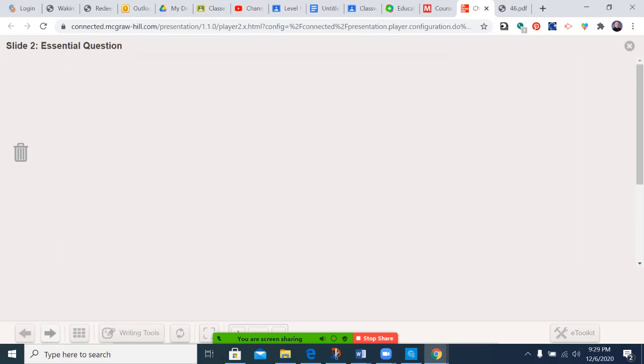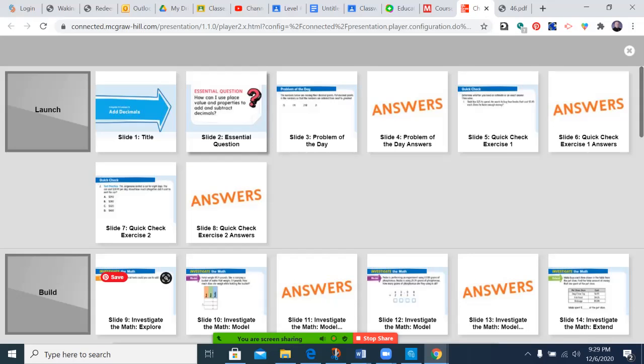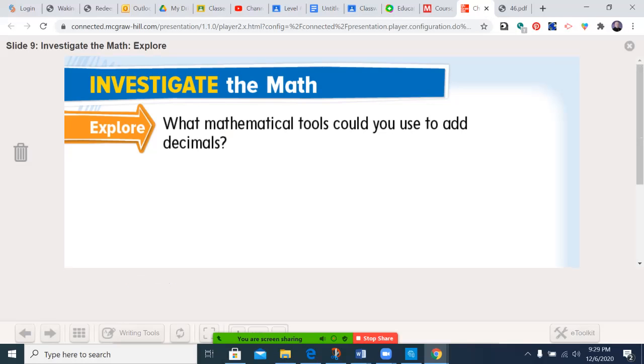Our essential question in this chapter: how can I use place value and properties to add and subtract decimals? So what mathematical tools could you use to add decimals? You could use a paper and pencil. You could use a calculator, a smartphone, an abacus. You could draw pictures. There's a lot of tools that you could use. You could do number lines. You probably wouldn't. You could draw boxes like we did yesterday. You could even use base 10 blocks. Some of these tools will be better than others.